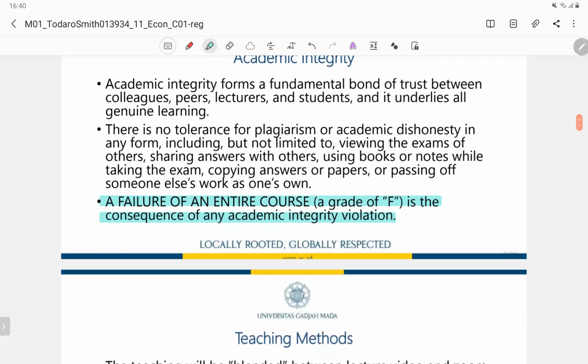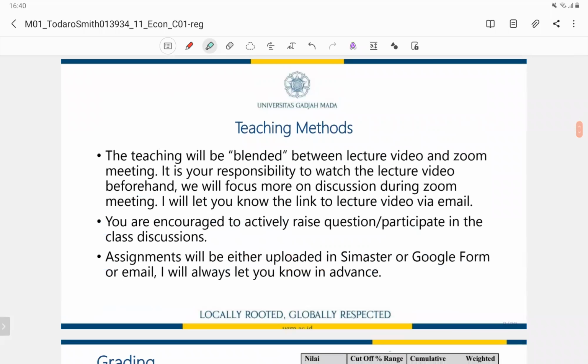The next one. This is the teaching methods of this class. In this class, we will use blended learning. What do I mean by blended? By blended, I mean we will combine lecture video and Zoom meeting. So what we do right now is Zoom meeting. But other than Zoom meeting, I will upload a lecture video on YouTube.